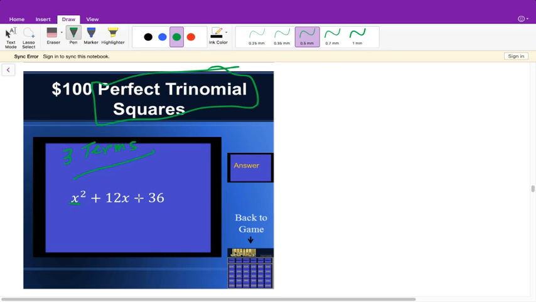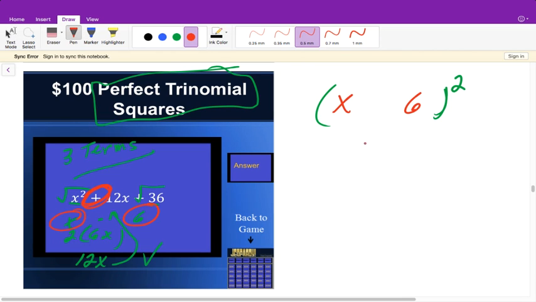And the first thing is, are the first and third terms positive? Yes, they are. Can I take the square roots of them? Yes, I can. And then we multiply them together and we double it. Does that match the middle term? Disregard the sign. If it does, then we know it is a perfect trinomial square and it's going to factor out into a binomial raised to the second power. And then we write the square roots that we got, x and 6, in the exact same order that they appeared in our original problem. And then whatever sign is in front of that middle term is a sign that we write here. So it'll be x plus 6 squared.